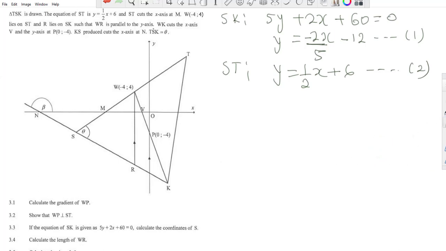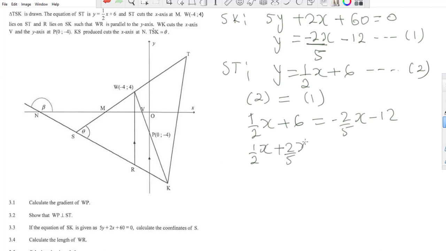You solve it by simultaneous equations, because the point of intersection means the equations are equal. So we can say equation 2 is equal to equation 1. So equation 2 will be 1 over 2x plus 6, and this side will be minus 2 over 5x minus 12. Okay, so when you transpose this side, here will be plus 2 over 5x.